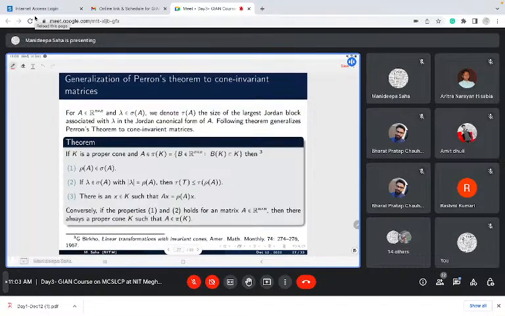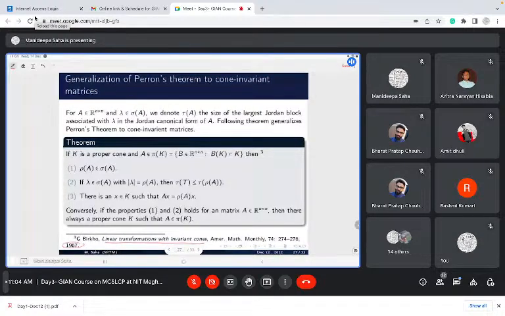Let us see what that is. You can see that this is quite an old paper, published sometime in 1967. This gives us the generalization of the Perron-Frobenius theorem.